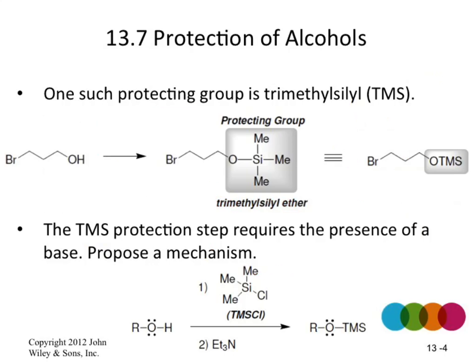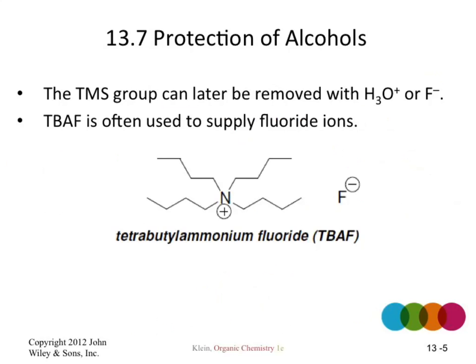Okay. The next part is the reversibility. We need to get that protecting group off of it. Not a particularly easy task. So what we need is a particularly good or strong nucleophile. Our fluoride ion will work really well to go ahead and push that off. Let's actually draw the mechanism for that.